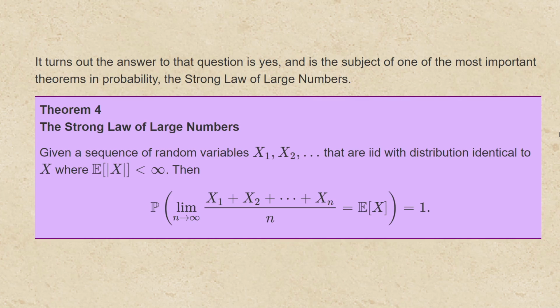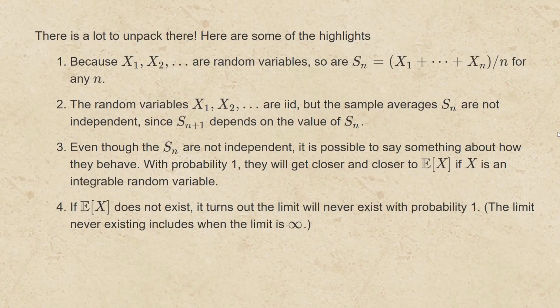The strong law of large numbers says that given a sequence of random variables, X sub 1, X sub 2, etc., that are IID with distribution identical to X, where X is an integrable random variable, then the probability that the limit as n goes to infinity of X sub 1 plus X sub 2 plus up through X sub n, divided by n, equals the mean of X, the probability that that limit exists and equals the mean of X, will be 1. There is a lot to unpack there, and here are some of the highlights.